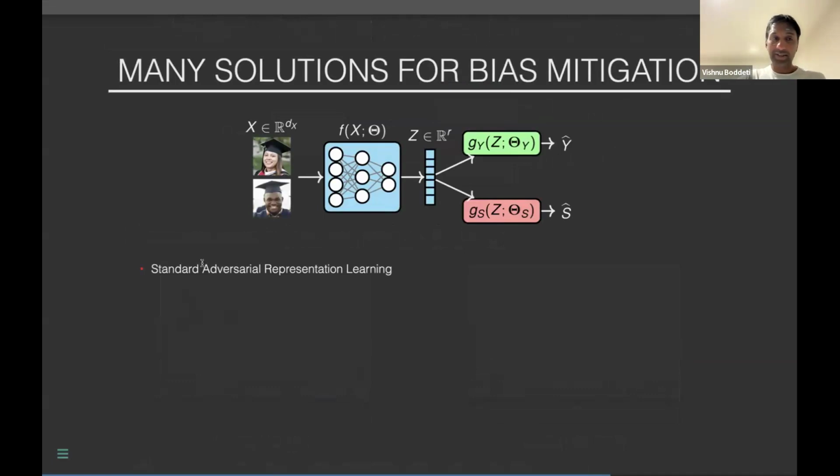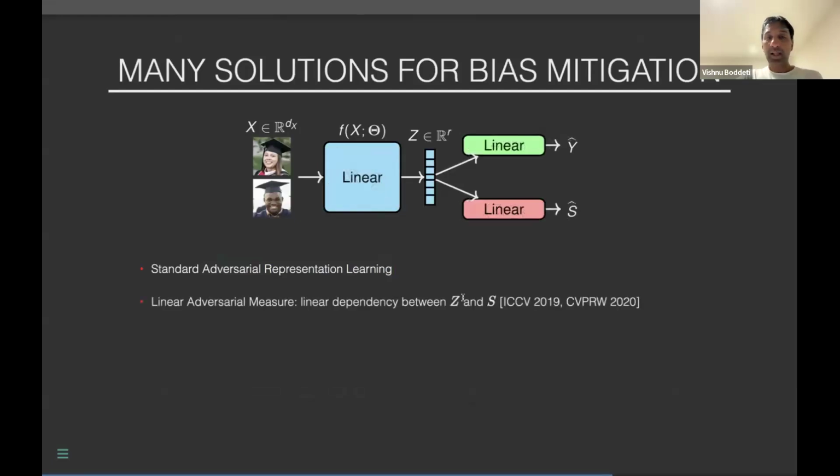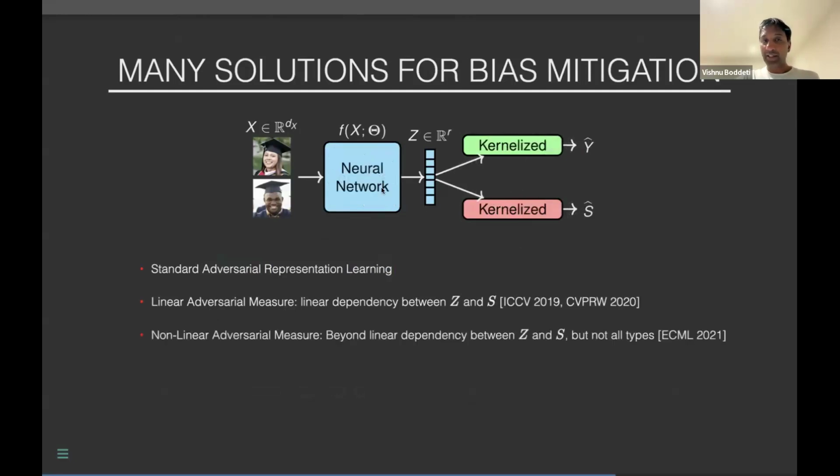There's standard adversarial representation learning. This is the one that actually fails, the example I showed you earlier. Then we tried to fix it by using linear models, and we studied these linear models theoretically, and we tried to fix this problem. Then we made this encoder nonlinear while keeping these two linear. Then we made this neural network stronger by making them nonlinear functions.